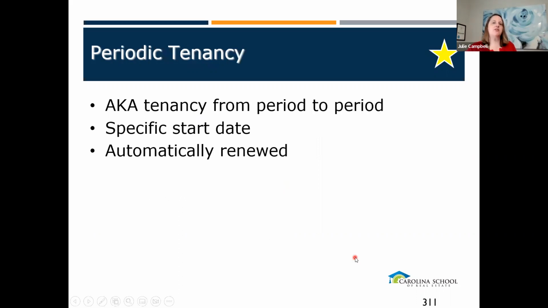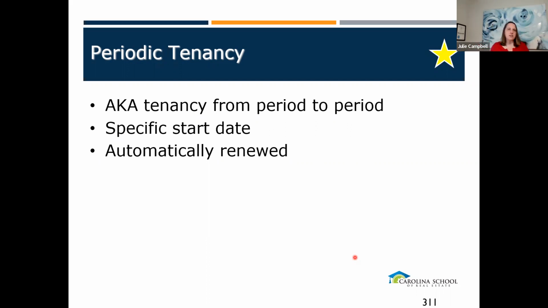Another type of leasehold estate is a periodic tenancy, also known as a tenancy from period to period. This one has a specific start date, but it doesn't have a specific end date. One of the parties has to end it. We're going to keep renewing it month after month or year after year, whatever we decide, until somebody gives notice. Somebody has to end it.